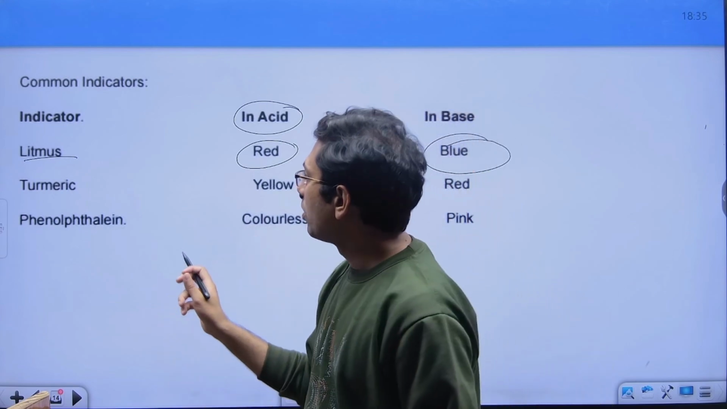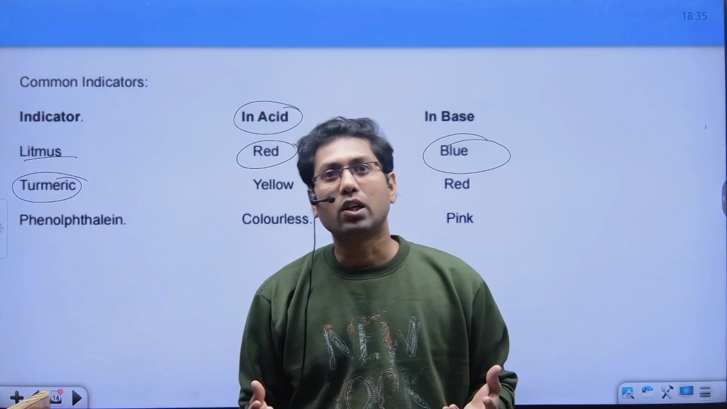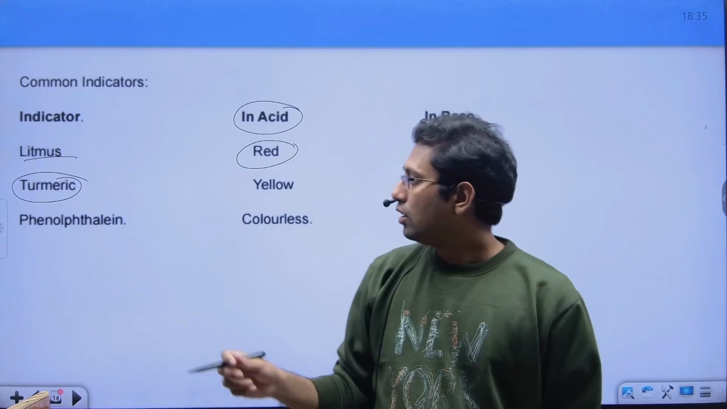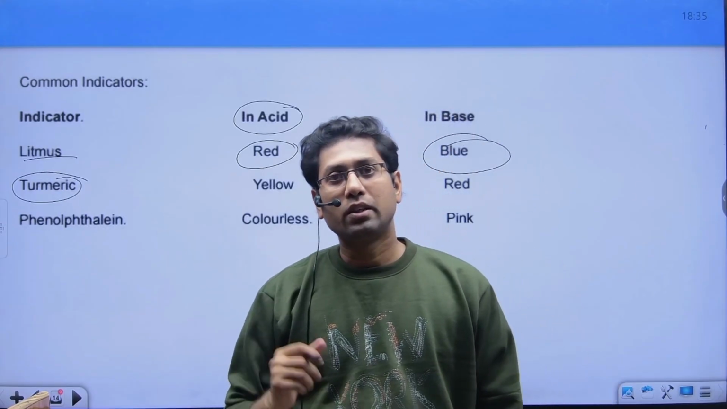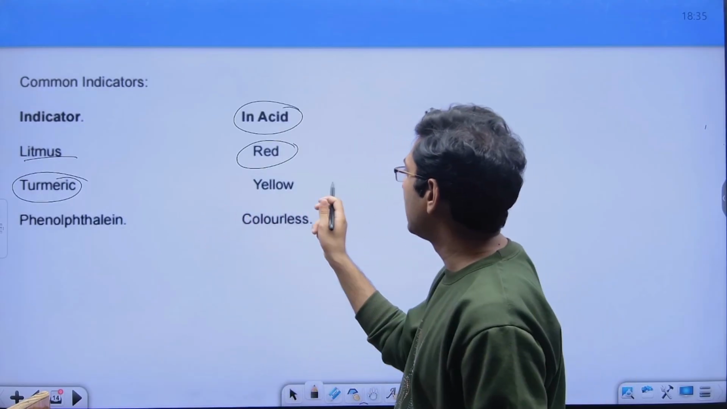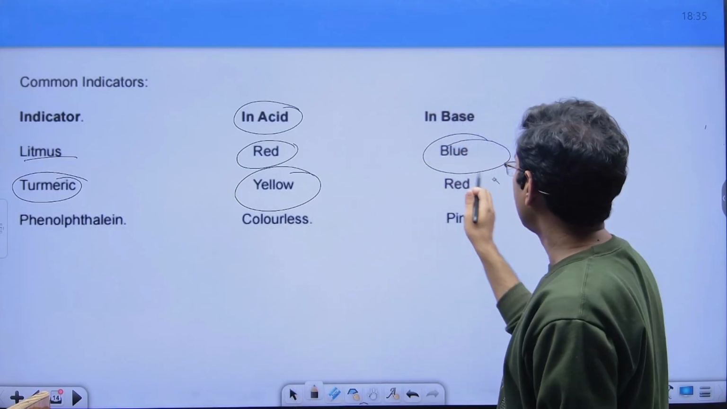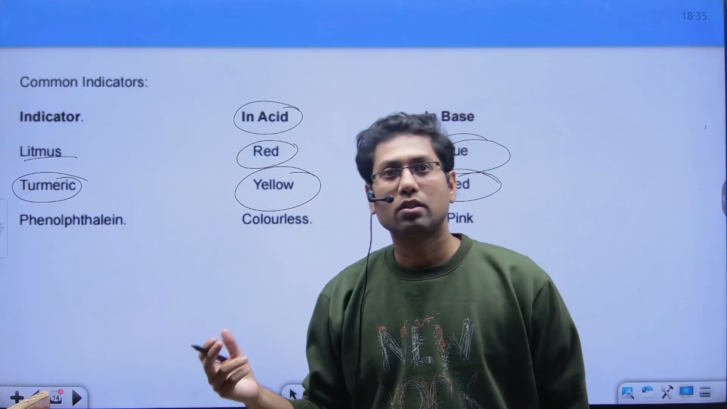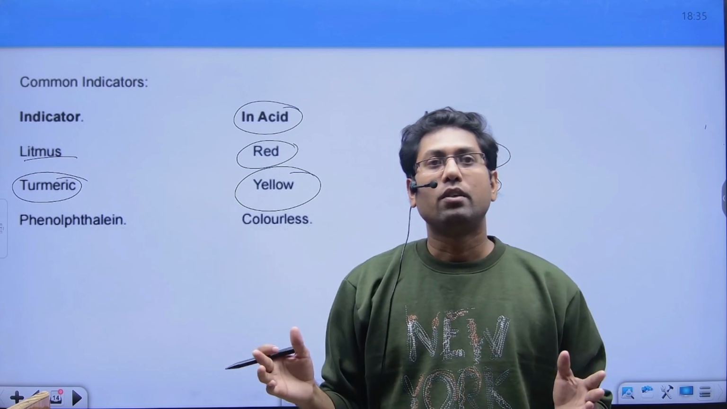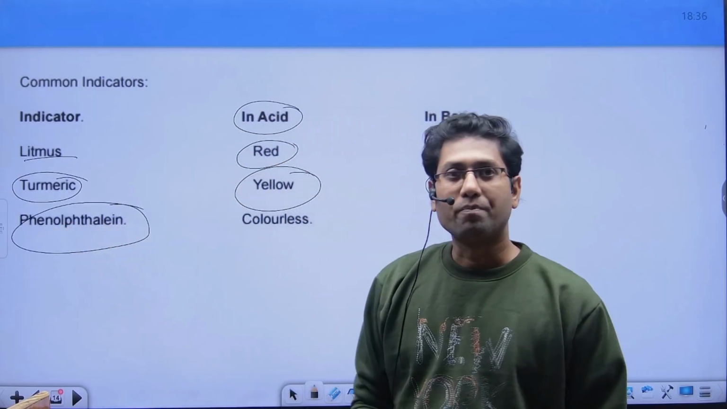Another important indicator is turmeric. If we test a particular liquid to see whether it is an acid or a base, in acid it will turn yellow. On the other hand, in bases it will turn red. So this is how we can test whether a particular liquid is acidic or basic. Another important indicator is phenolphthalein.